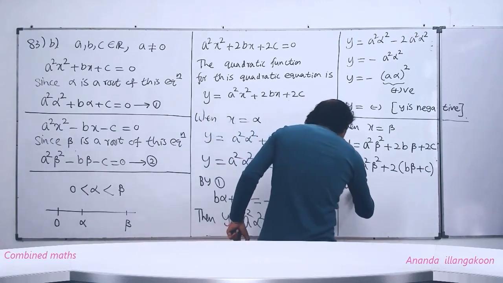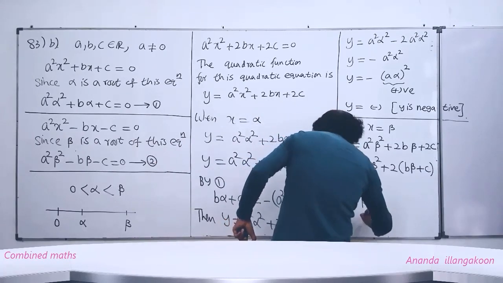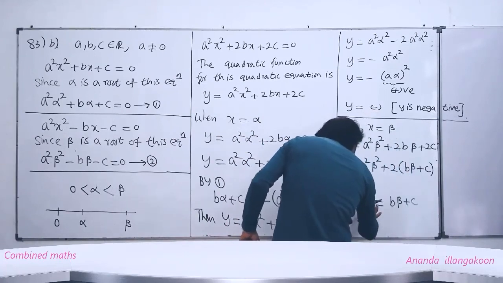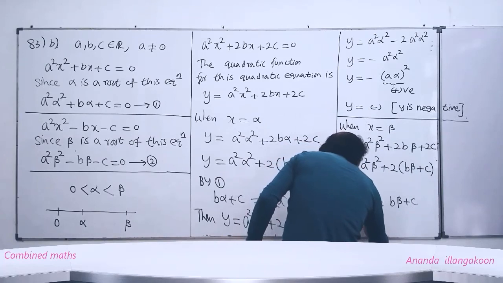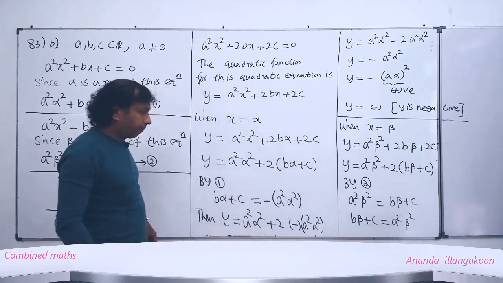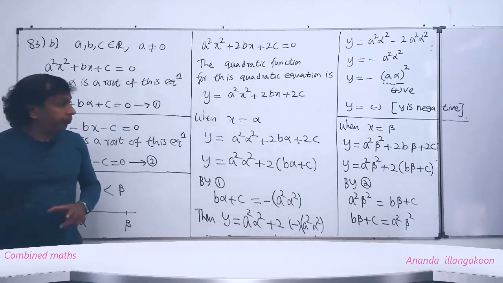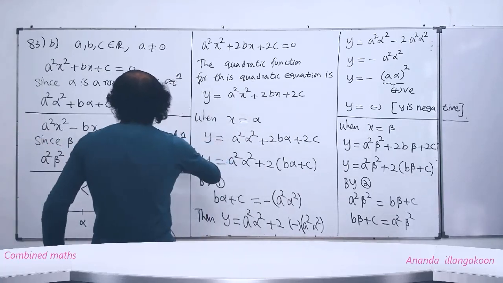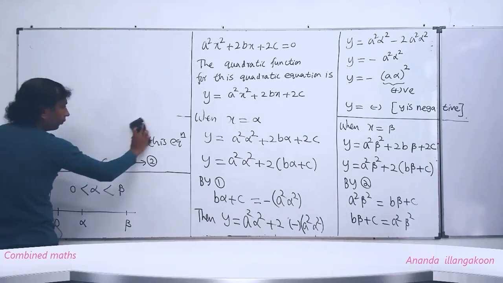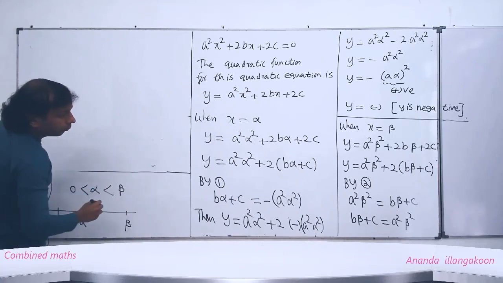By number 2, you can write, people, a squared beta squared is equal to b beta plus c. That means b beta plus c is equal to a squared beta squared. That I'm going to put here. Right, people. Now I erase this, right? Now then we can write.